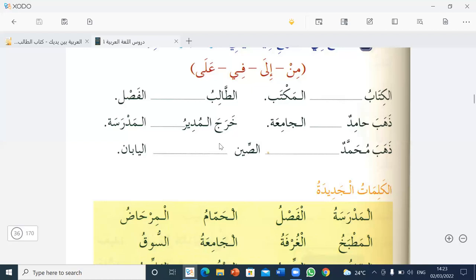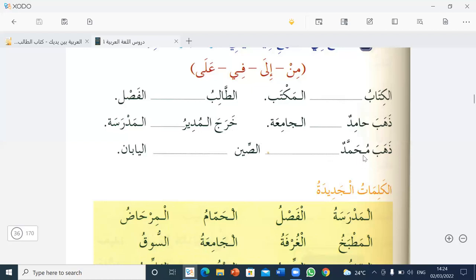Okay, Alwiya, if you are available. Yes, teacher. Okay, mashallah. Sorry, teacher, taking care of baby these few days. I try, teacher, bismillah. Kharajal mudiru minal madrasati. The headmaster went out from the school. From the school. The principal left or went out from the school.